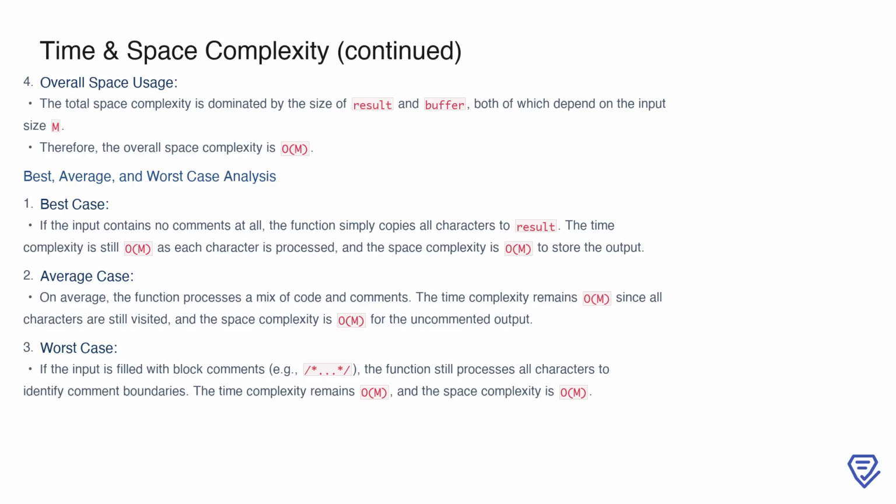In the best case, where the input contains no comments, the function simply copies all characters to the result list. Since each character is processed once, both the time and space complexities remain O(m). In the average case, the input contains a mix of code and comments. Despite this, the function still processes all characters, so the time complexity is still O(m), and the space complexity remains O(m) for the uncommented output.